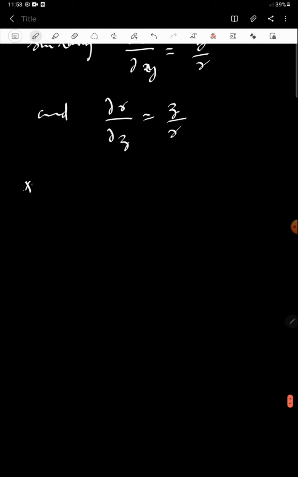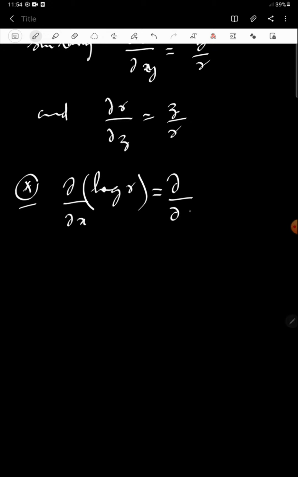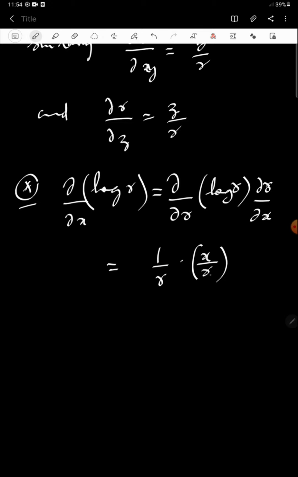One thing more, sometimes we'll be in need of it like this. For example, I have log r. I want to differentiate with respect to x. So first of all, I have to differentiate log r with respect to r, and then the derivative of r with respect to x. So I get 1 by r into dou r by dou x. Just now we have seen that it is x by r. So it will become x by r square.